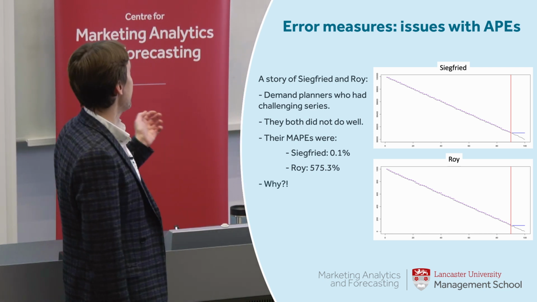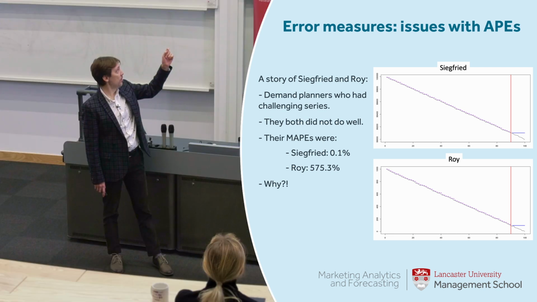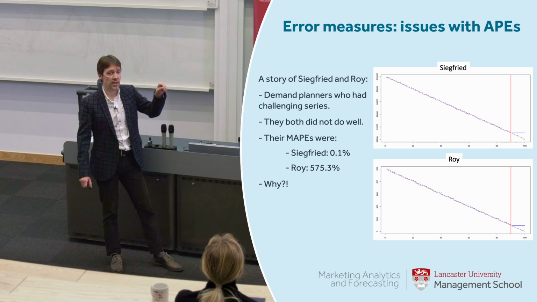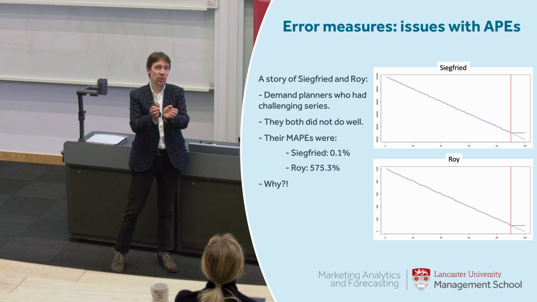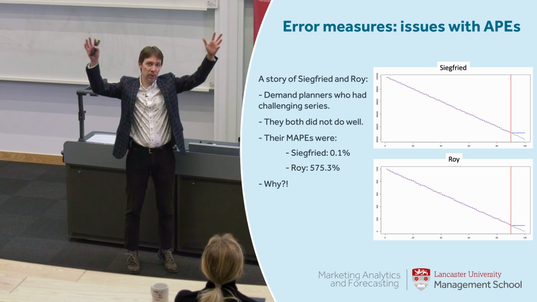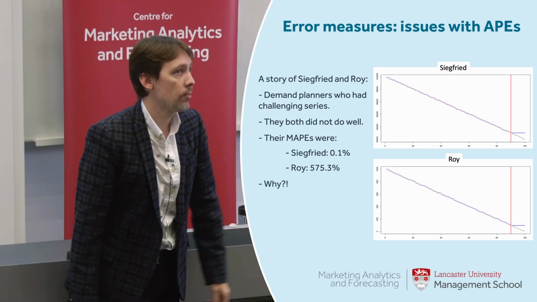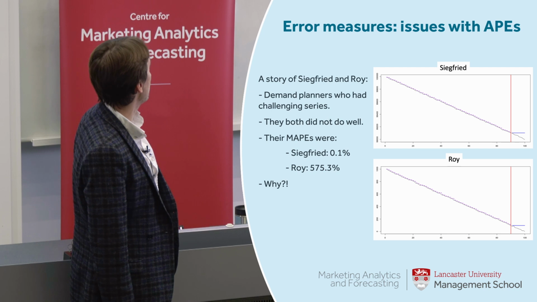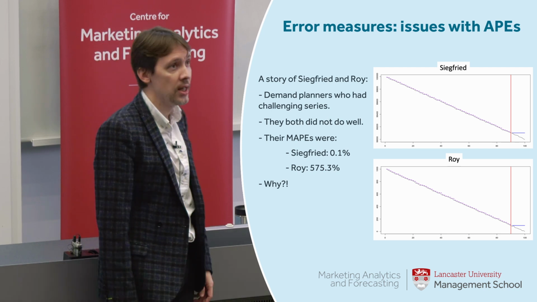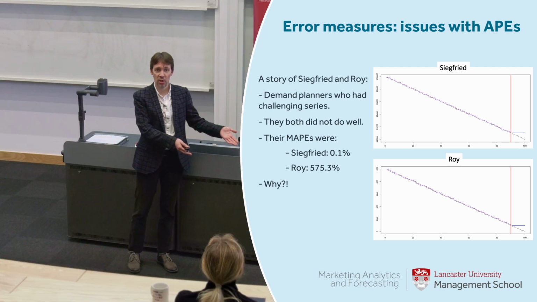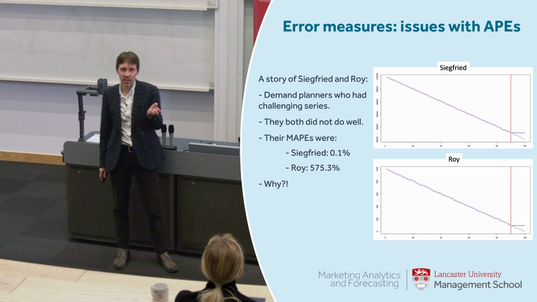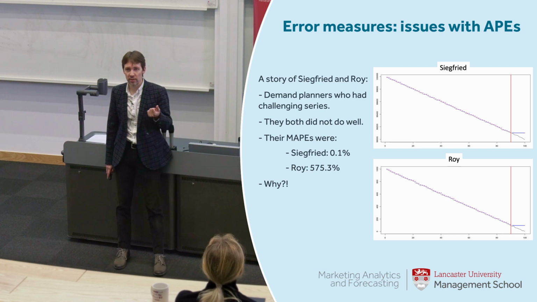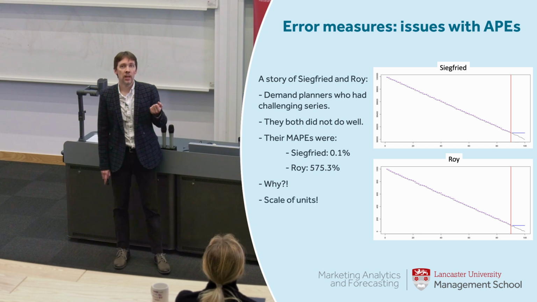Because Roy's data, as you can see, has units. And at the very end, those units are pretty close to zero. As the result, we are dividing by very small numbers, and our MAPE explodes and becomes very, very big. In case of Siegfried, he's lucky because he's working with thousands of units. And as the result, his error measure is low. So you see how sensitive it is to the scale that you have. It's not a very good characteristic, unfortunately.